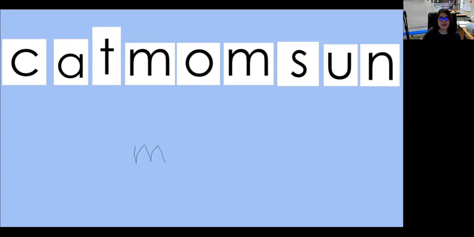Okay, so we hear M for the first sound in the word mom, okay? So we use the M, so we're gonna cross out the M because we already used it. What's the next sound that we hear? I'm gonna ask Calvin. What's the second sound you hear in the word mom? That's the first sound. What's the second sound? Oh.